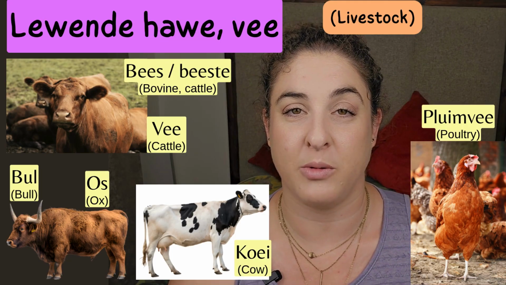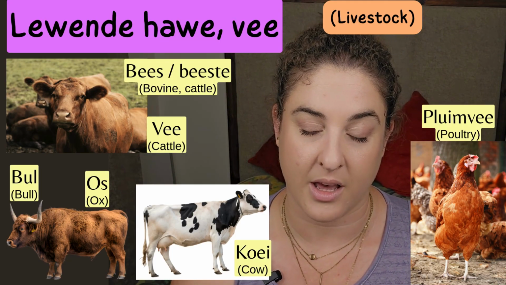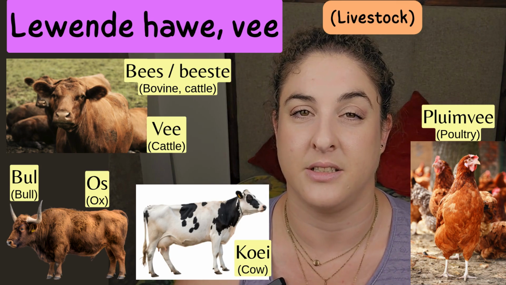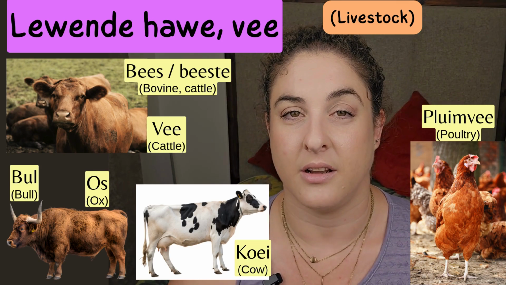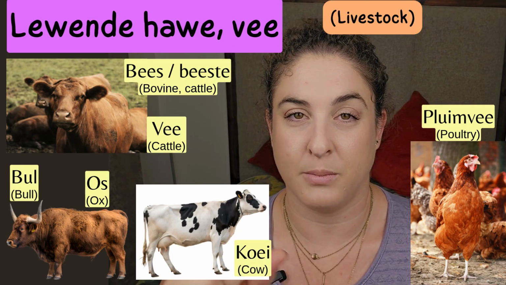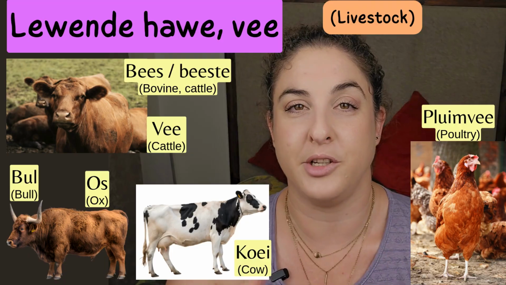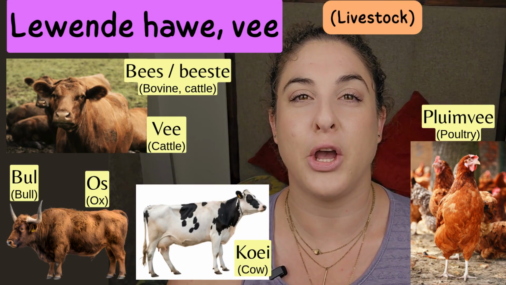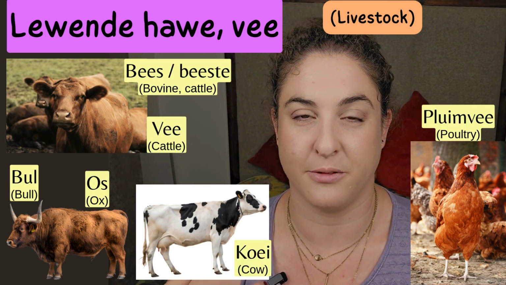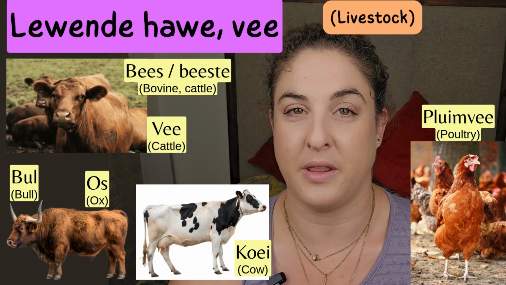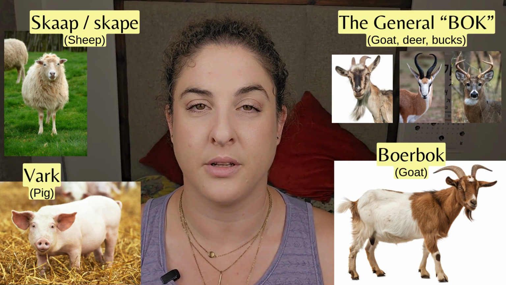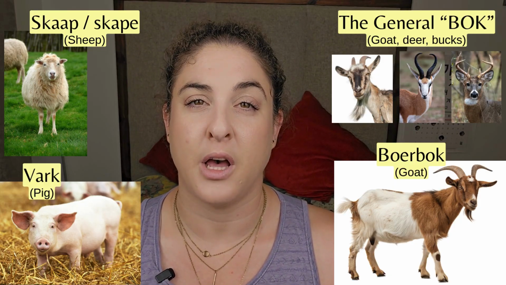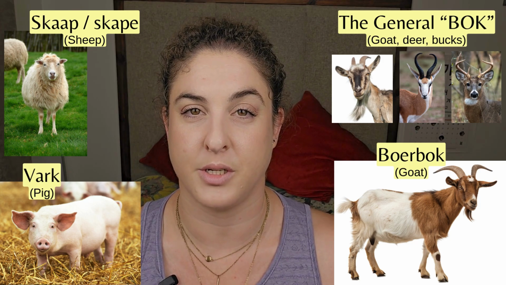And on the right-hand side, we have poultry. And the Afrikaans word for poultry is pluimvee. Now we'll look at poultry a little bit later in the video again, and I'll give you some more terms. But pluim, the beginning of that word, refers to the plumage, the feathers. So pluimvee, if you want to remember it like that, pluim is the feathers, and then it's like feather livestock. Skaap and skape, sheep and sheep. Then we have vark, which is a pig.